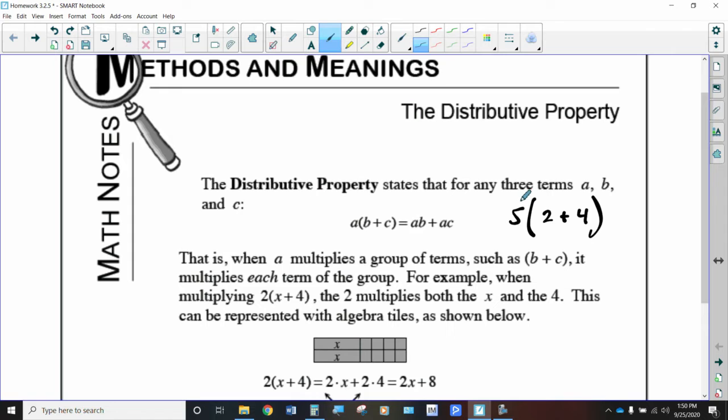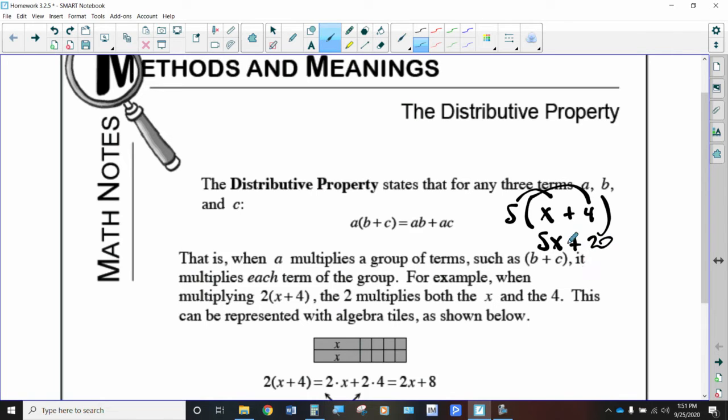If you do distributive property, you do 5 times 2, which is 10, and 5 times 4, which is 20, and when you add those together, you get 30, right? The same answer. So you could do it either way. There'd be no reason to use distributive property. However, if inside the parentheses you've got x plus 4, now you can't simplify inside because you don't know what x is. So all you can do is rewrite the expression as 5x plus 20.